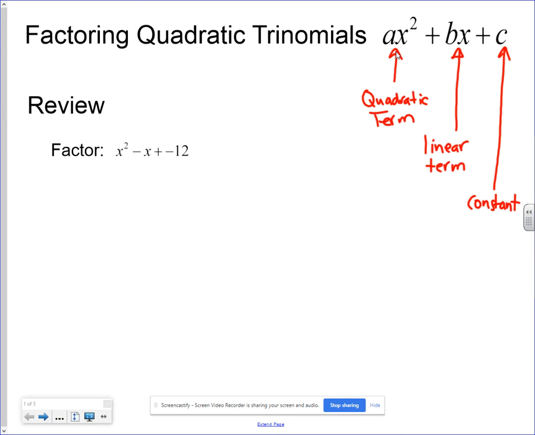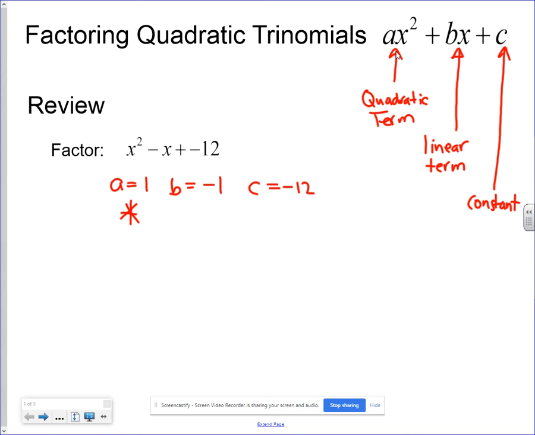So you factored quadratic trinomials yesterday. You factored ones like this example here. This is a quadratic trinomial. A is 1, B is -1, and C is -12. It's in that form. And it's easy to factor this when you have a leading coefficient of 1. So when A is 1, it's really easy to factor.